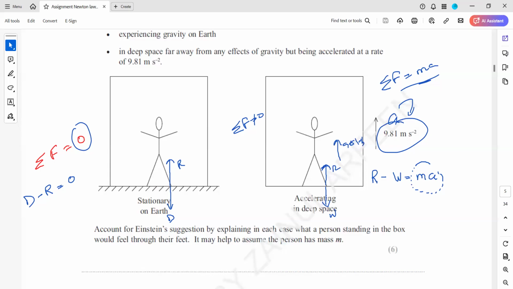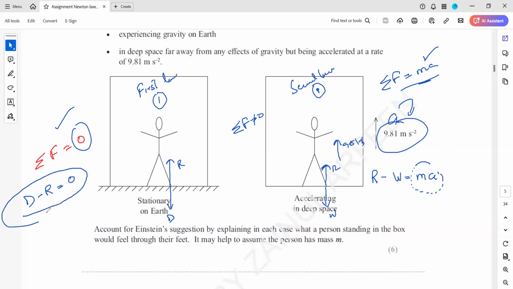Is it clear? So you have 3 marks for the first box, where you have to use Newton's first law, and 3 marks for using Newton's second law. 1 mark is for writing the statement of Newton's first law. 1 mark is for writing the statement of Newton's second law. 1 mark for mentioning that there is no resultant force here. 1 mark for mentioning there must be a resultant force. And then the last mark is for relating that the downward force must equal the normal contact force. Here the normal contact force minus the downward force, or the weight, must equal ma.